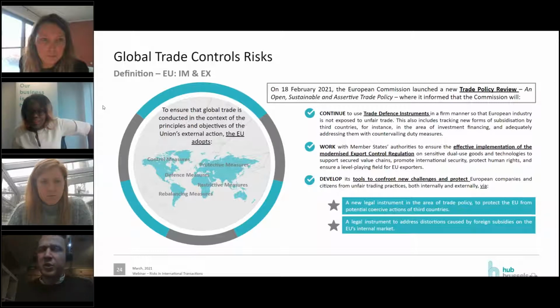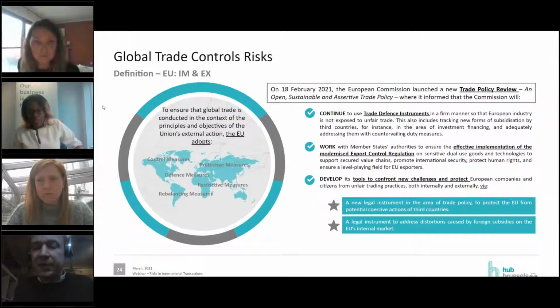There is at this stage no date. I think it will be adopted in the plenary session in spring 2021, if I remember well. And in the coming months, I guess that we will have access to guidelines on the interpretation of terms and how to really comply with these controls.